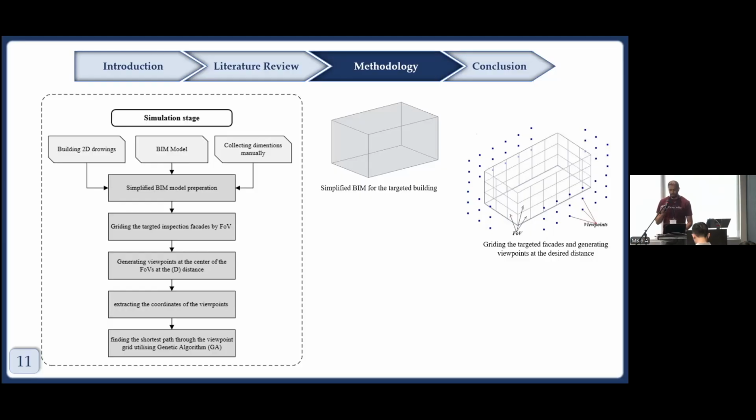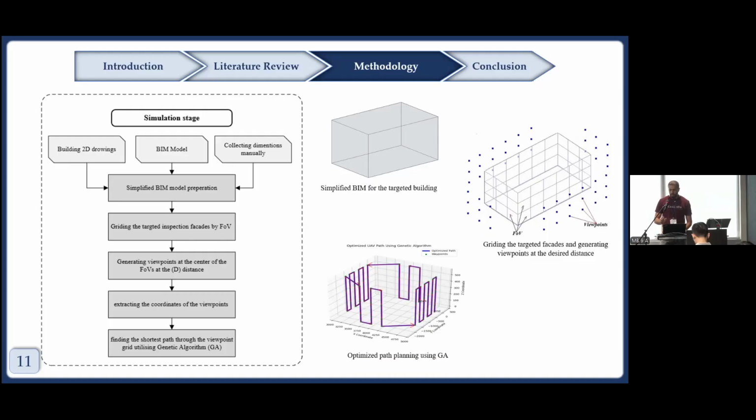These viewpoints are at a distance D that we calculated at the planning stage. By creating these viewpoints, we create a grid that faces each facade of the targeted building. From this grid, we use the genetic algorithm to find the most efficient path that goes through all the viewpoints to cover all the facades.